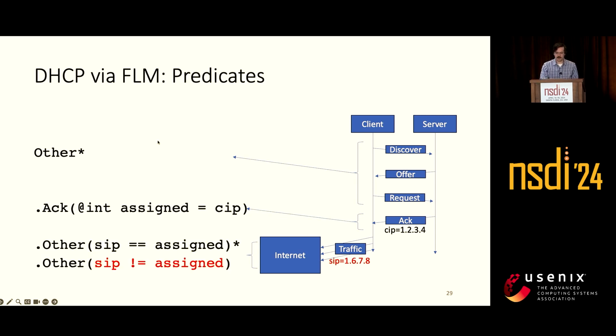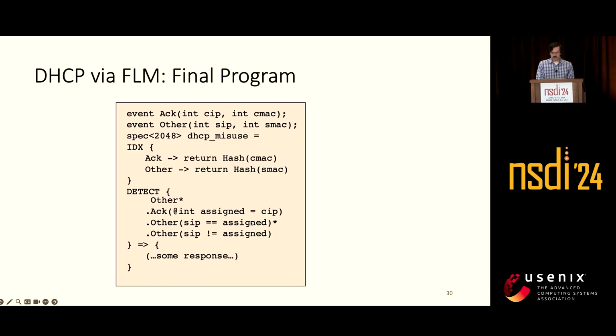To check that, we use what's called a predicate in FLM. So here, instead of just having any number of other packets for the traffic, we'll have some packets that follow the protocol, so they're using the right IP, followed by some packets that are not following the protocol, so SIP is not equal to assigned. Okay, so that's our FLM program. You can see it was pretty simple to create.